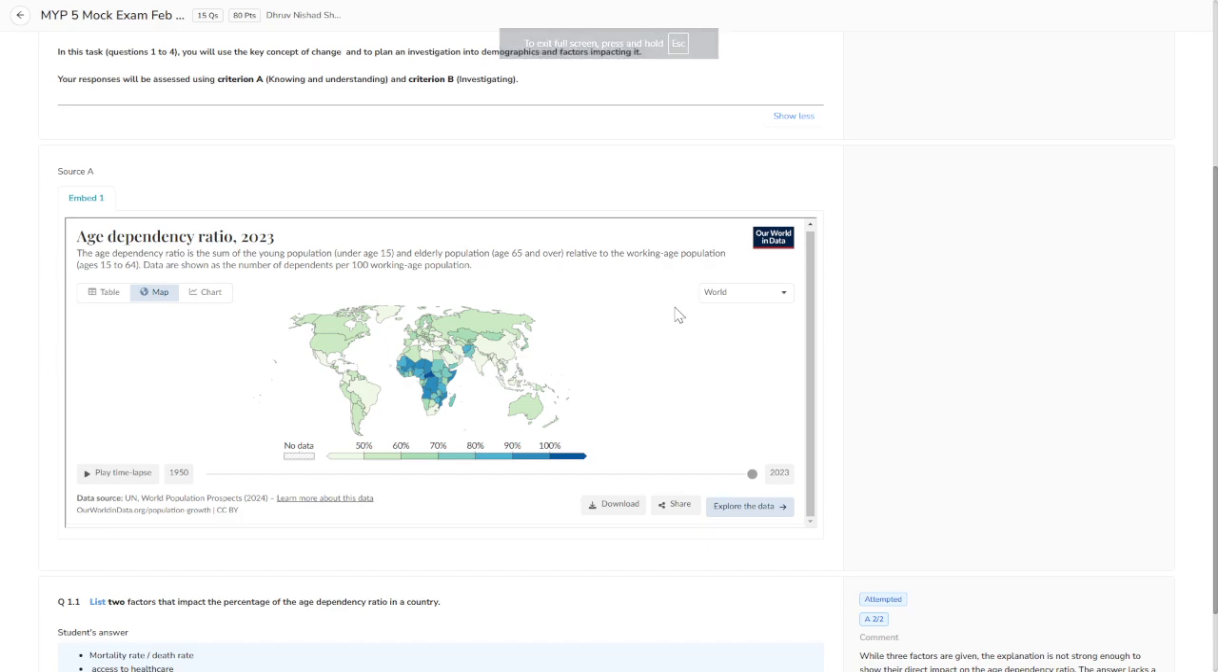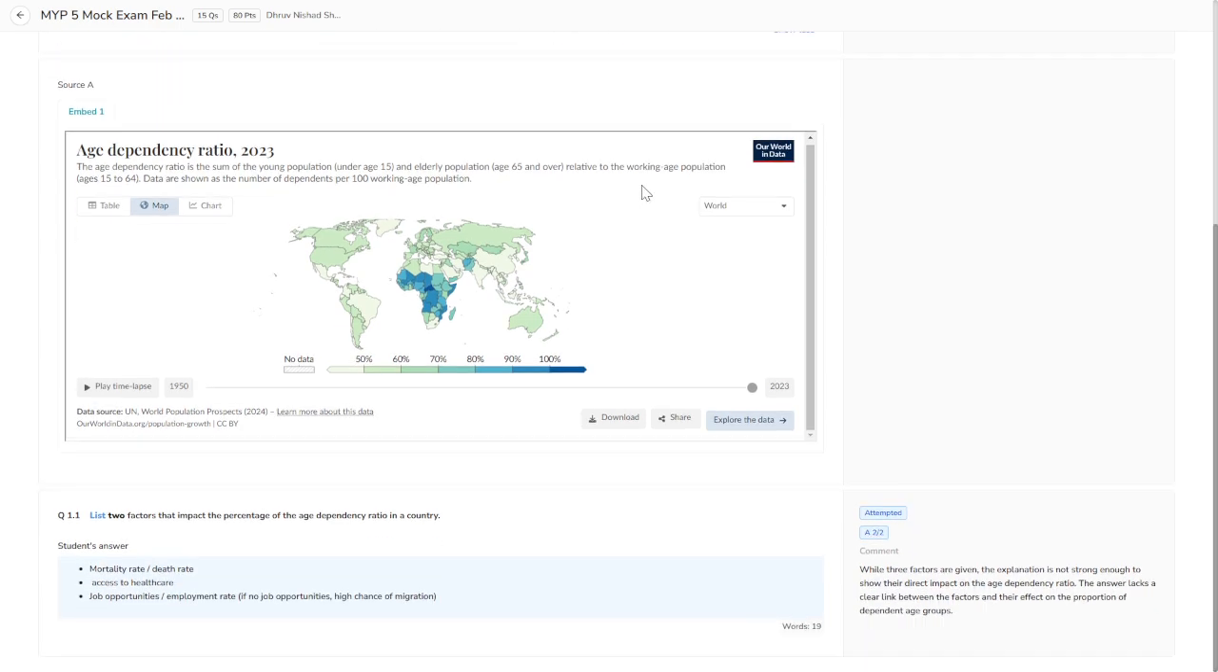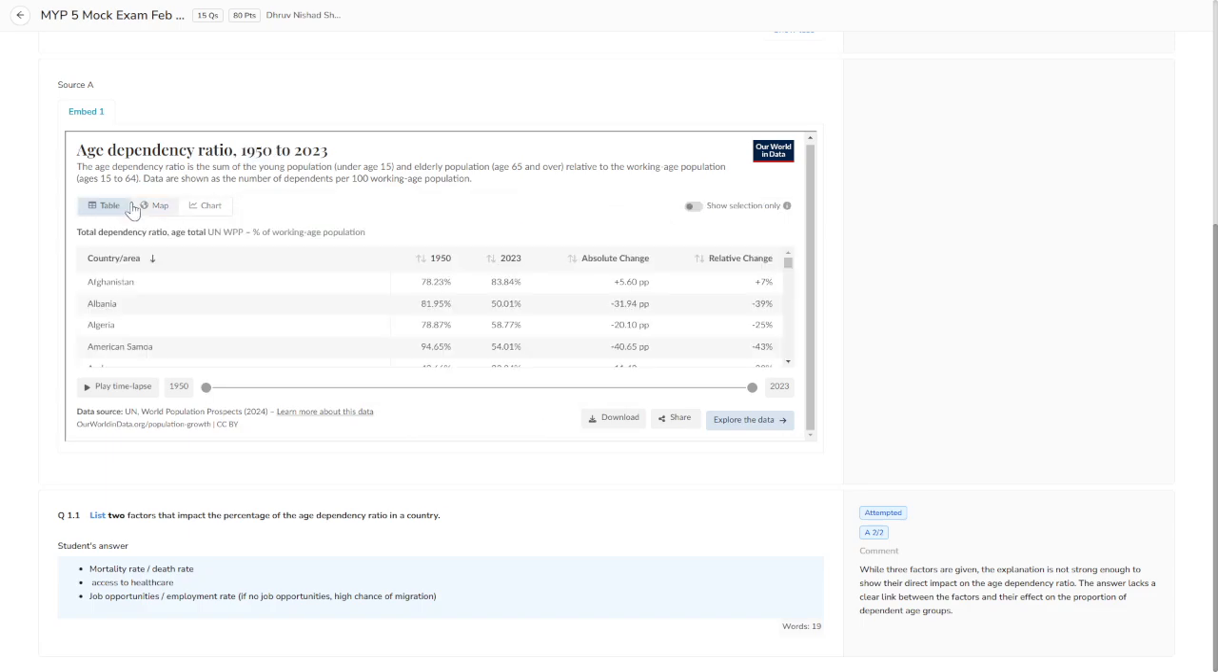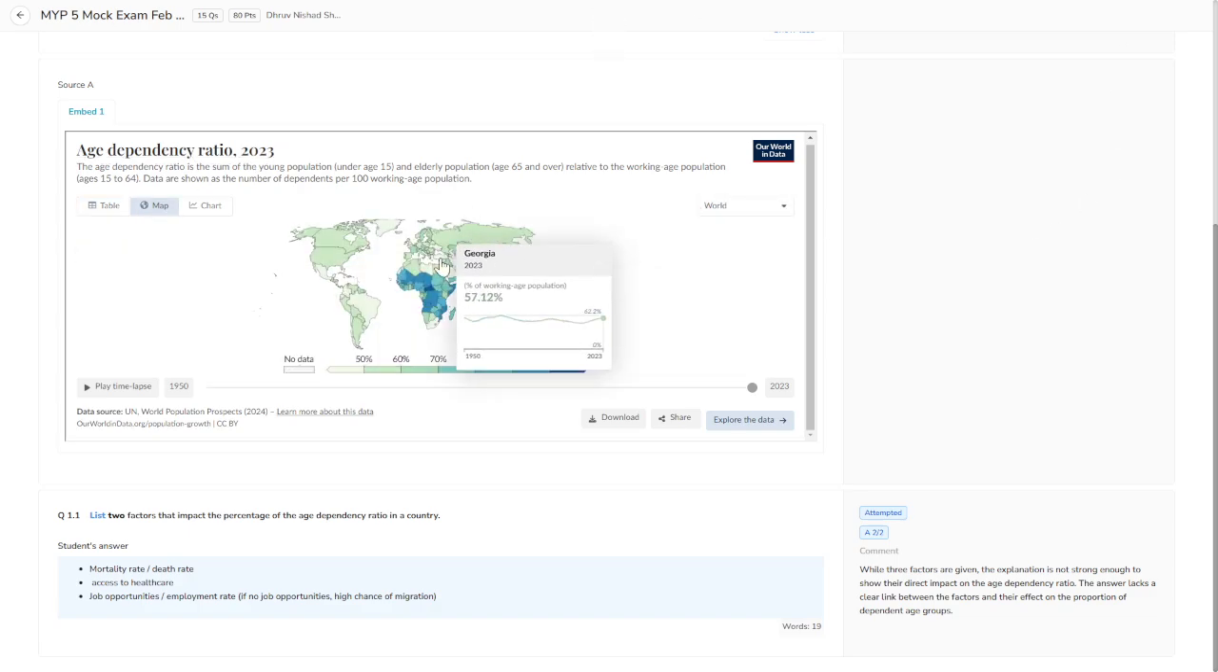Obviously, this was bound to be harder than the normal e-assessment paper because this is just for you to practice. So this was the first question. Here I've been given Source A, the age dependency ratio in 2023. Again, this was given on Assess Prep, and it's interactive too.